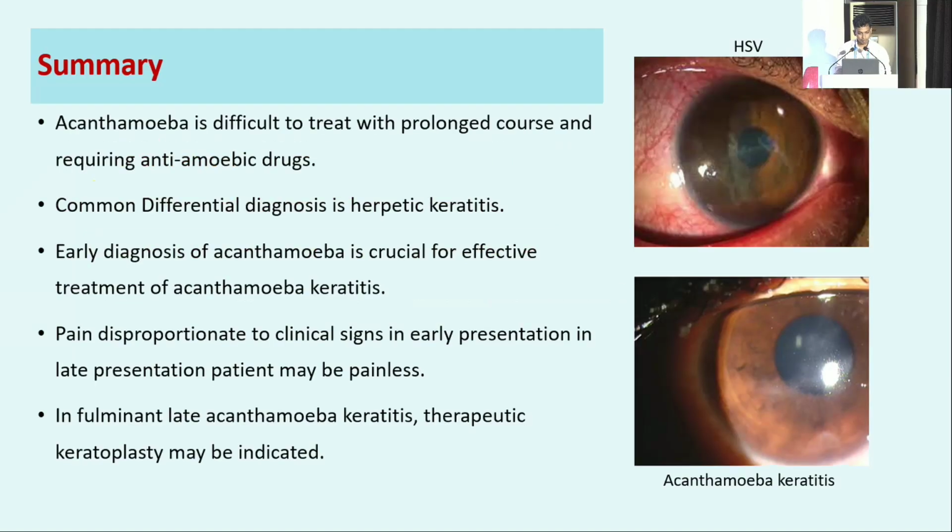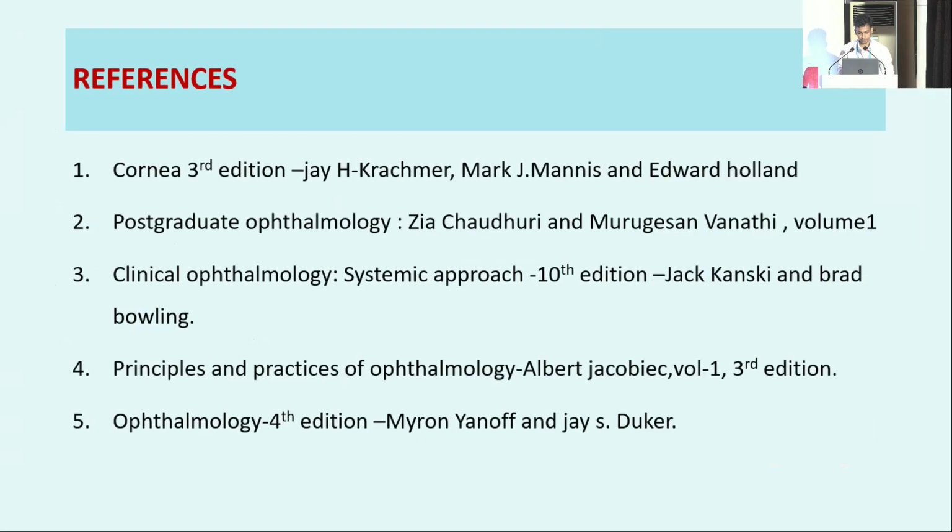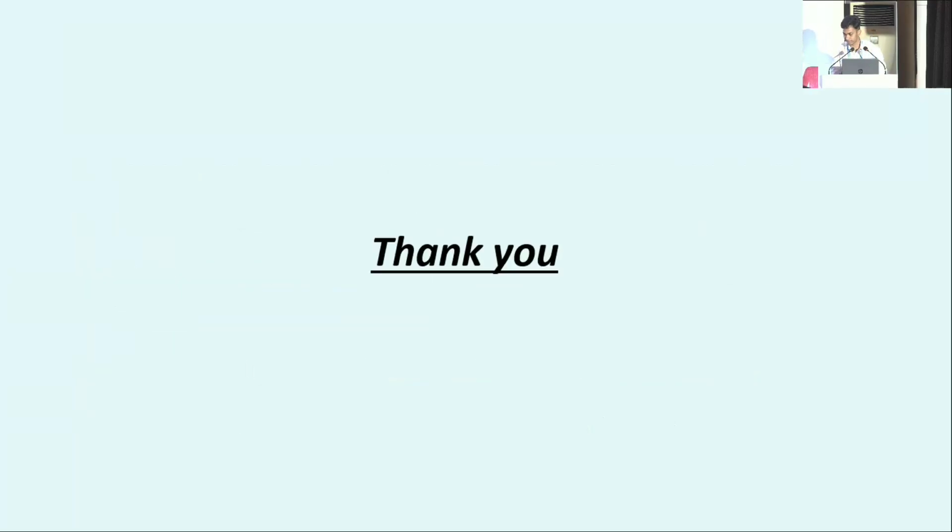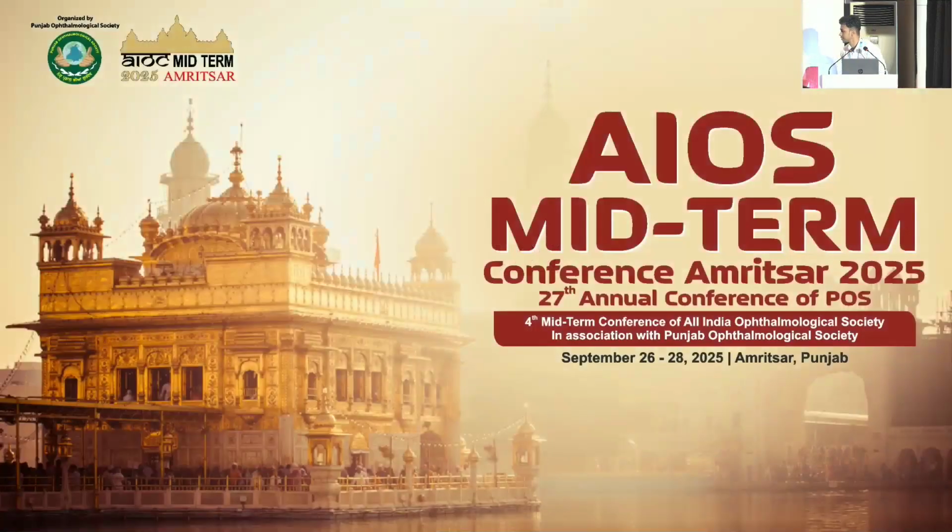To summarize, Acanthamoeba is difficult to treat, requires prolonged therapy, and needs anti-amoebic drugs. The common differential diagnosis is herpetic keratitis. Early diagnosis and effective treatment of Acanthamoeba are crucial. Pain out of proportion to clinical signs is seen in early presentation, while in late presentation the patient may have painless disease. Inflammatory signs and pathognomonic characteristics may be indicated. References. Thank you.